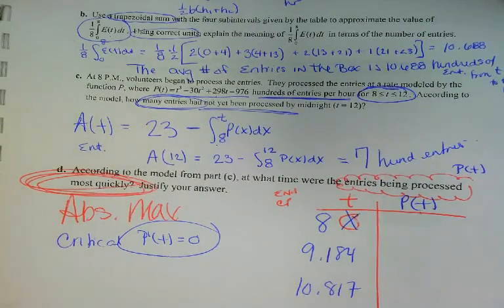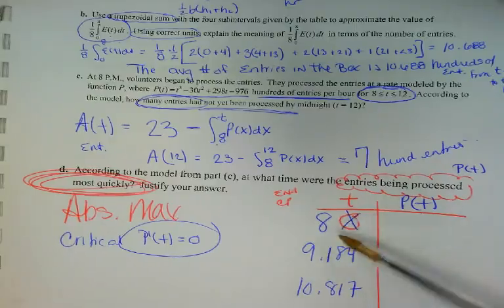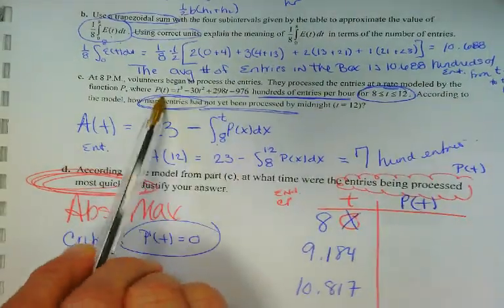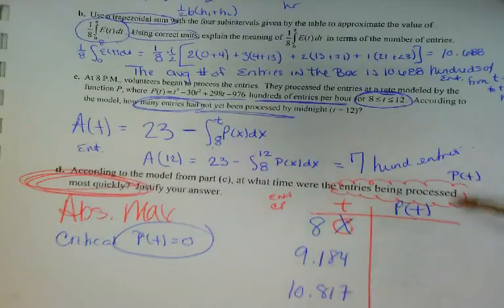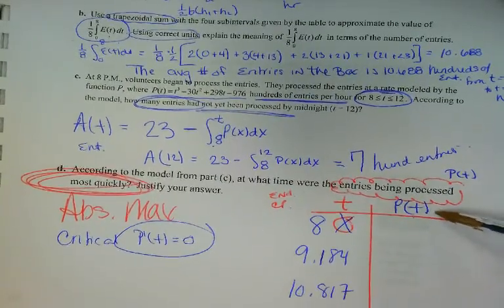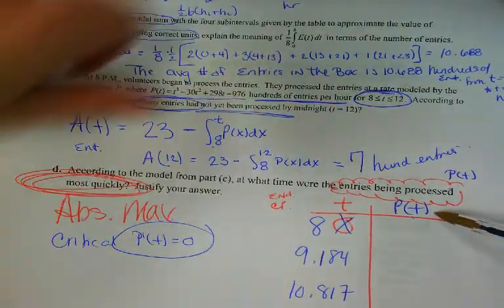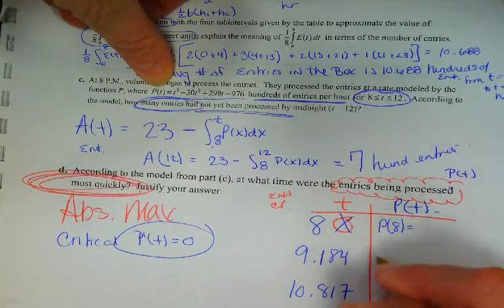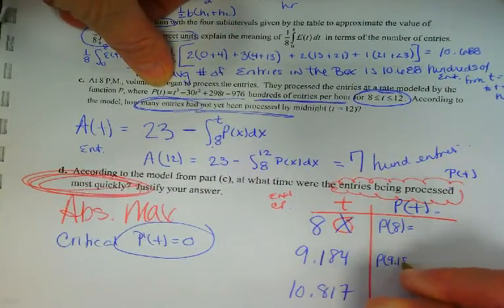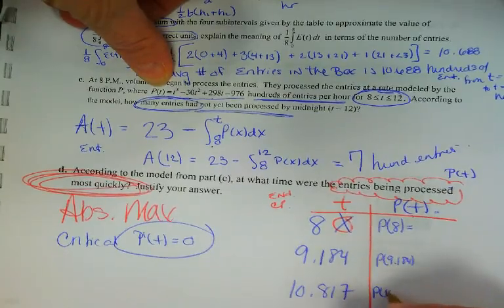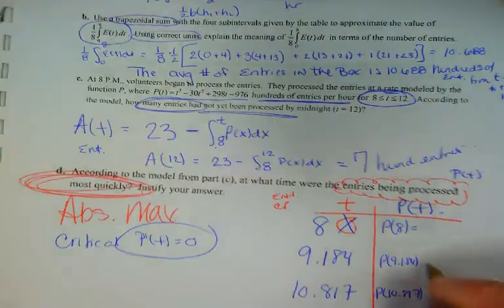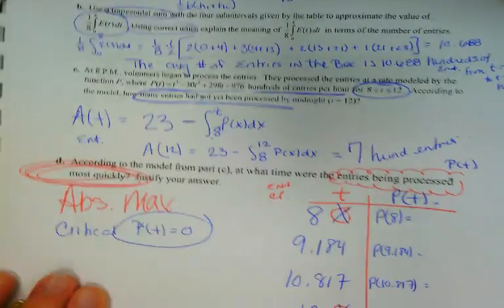Good. Okay, so once I have my critical points, and again, I needed critical points and endpoints. I had to use 8 to 12 because we're talking about this function. We just want to know when they're being processed, so they're just going back into P of t. So in this case, my P of t is here. I'm just finding P of 8, P of 9.184, P of 10.817, and P of 12. Okay, so I'm just putting them back into P.